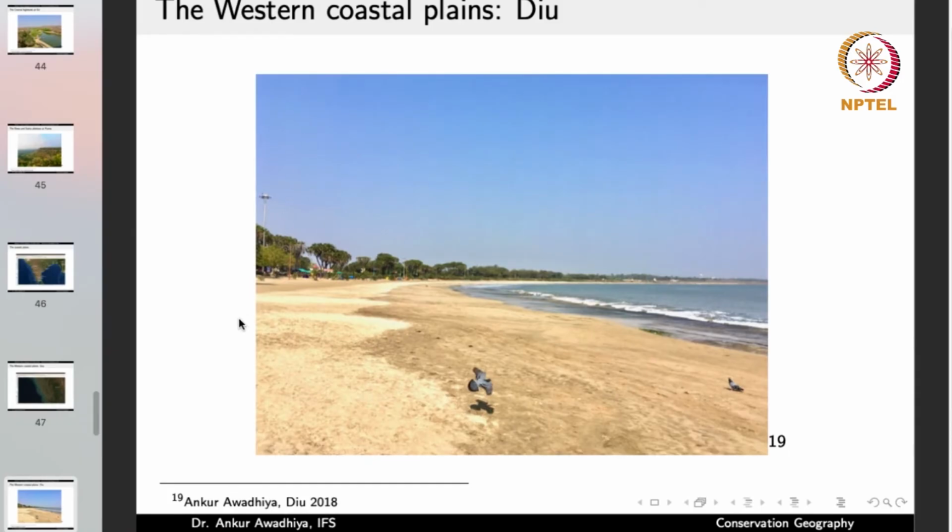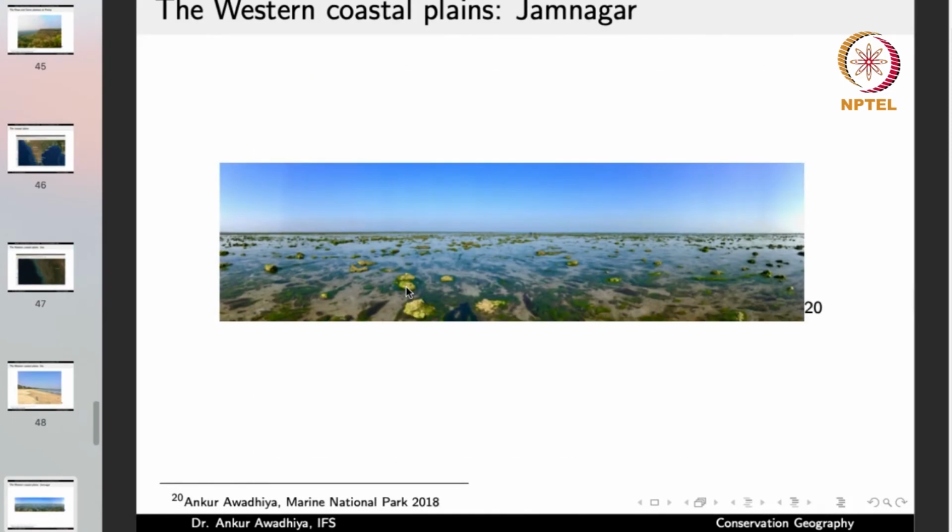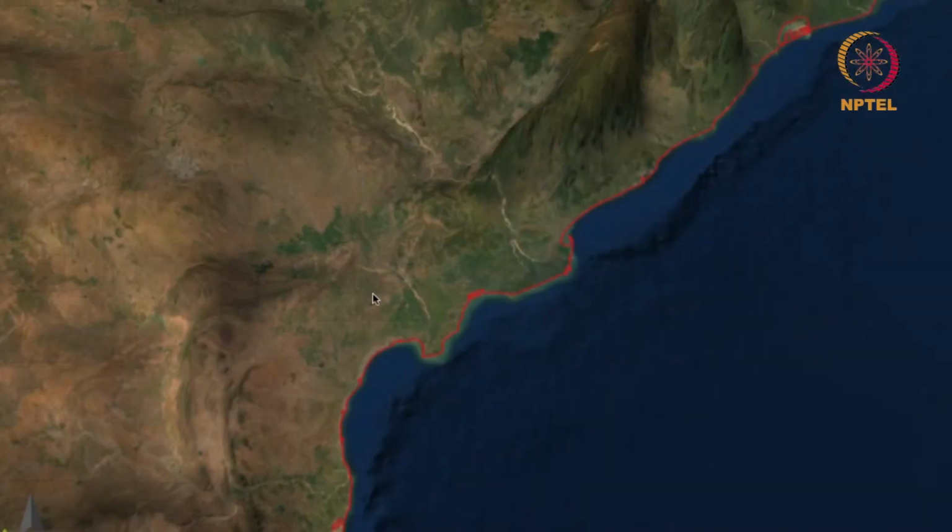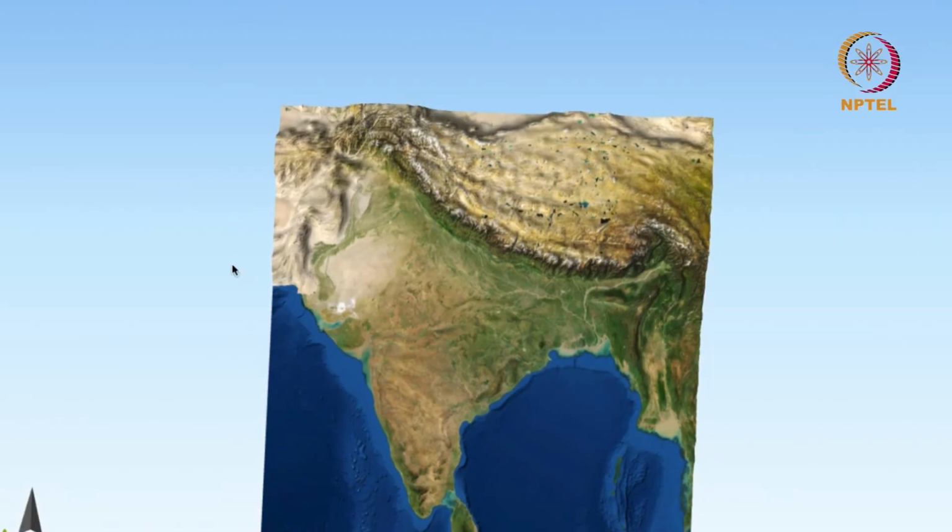This is another example of the western coastal plains. This is an image from Diu, and you can observe that this is a very flat area. This is the beach. Then in Jamnagar, when we talk about Jamnagar, we are talking about this area.